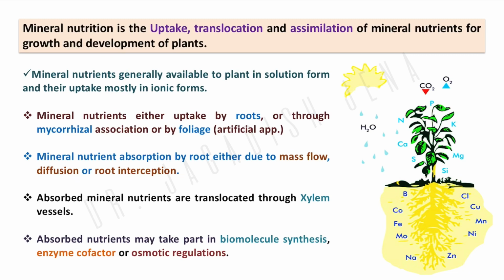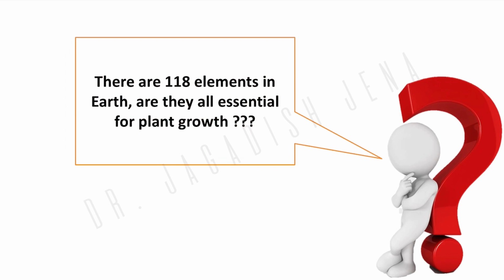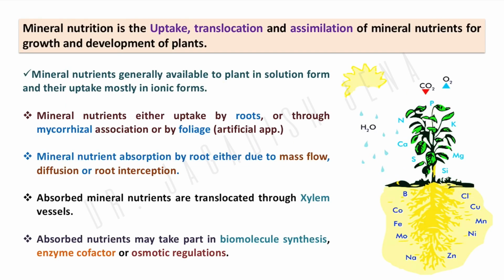Mineral nutrients are generally available to plants in soil solution, and their uptake is mostly in ionic form. Most of the mineral nutrition uptake is taken in ionic form. Suppose I am telling H2O, this is a compound or molecular form. But if I say H plus, OH minus, these are ionic forms.